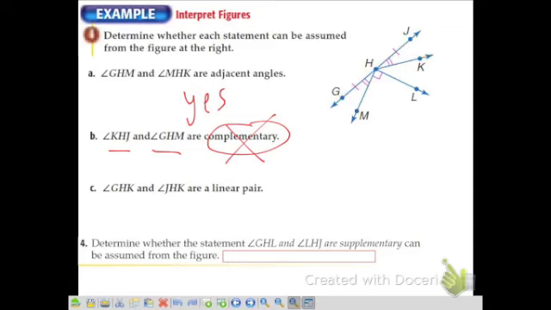GHK and so G to H to K and J to H to K. We put those two together, notice that we're getting a linear pair there because they are forming a line on this side. Those two angles are coming together to give us a line. So yes, that is a linear pair.